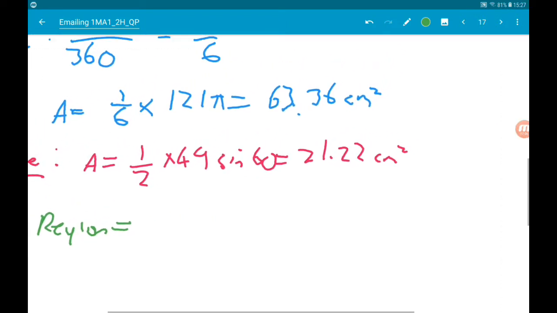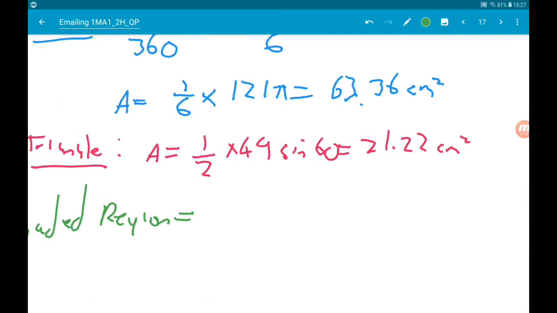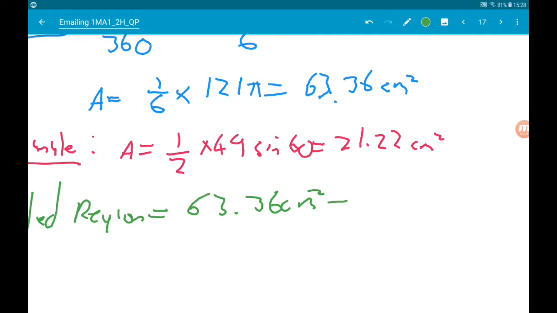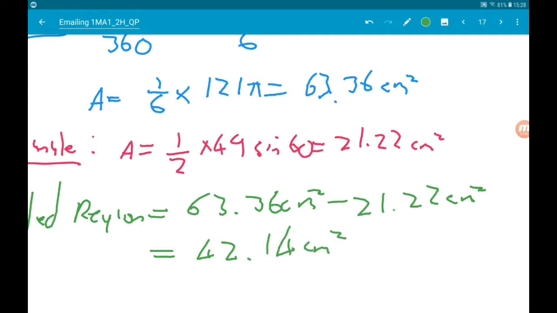So that's 63.36 minus 21.22. Now that gives us 42.14. So that's the area of the shaded region.